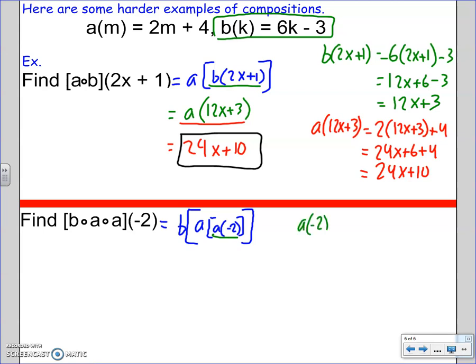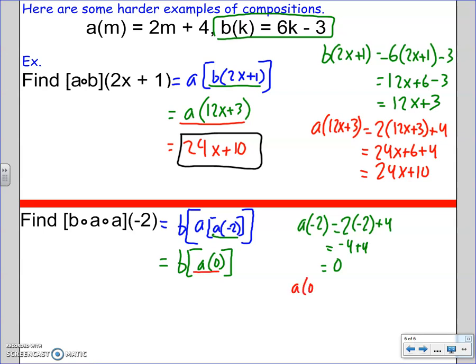A of negative 2 means go to equation A and plug in negative 2 for M. 2 times negative 2 plus 4. Negative 4 plus 4, that's 0. That's nice. So this is now B of A of 0, because that integer got replaced with 0. I do this next problem. It's just find A of 0.